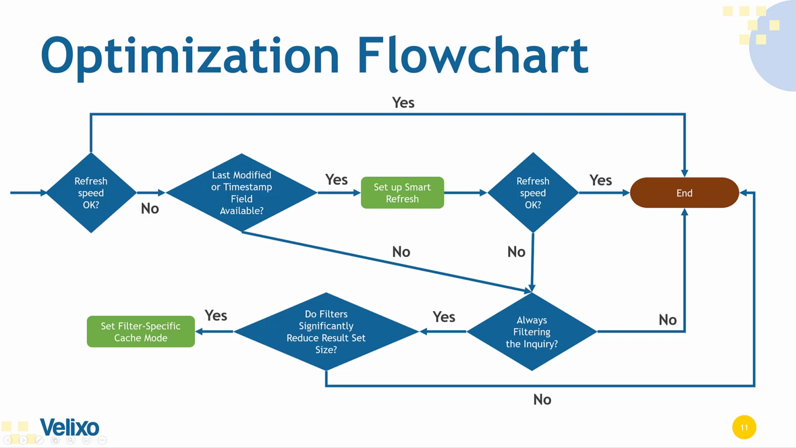The rule of thumb is as follows. If you are satisfied with performance, keep the default settings. If you wish to improve the performance, try setting up smart refresh first. It will require you to specify the key fields and the last modified field to keep track of the updates. Finally, if you always consume your inquiry with a filter that significantly narrows down the result set, try setting the cache mode to FilterSpecific, which will result in a faster data load but will incur additional data loads whenever you change the filter.